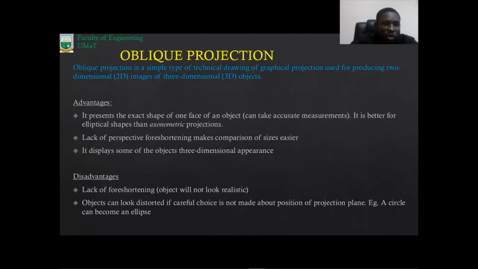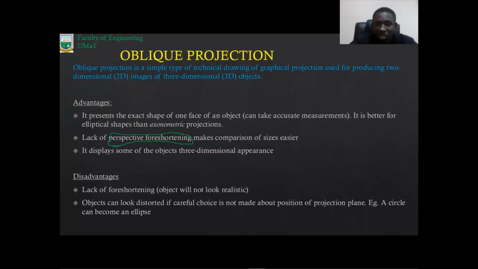Okay, now oblique drawings also lack perspective. What we call perspective foreshortening is just another way of looking at distortion. So it lacks perspective, it lacks distortion. When you compare, that lack of distortion makes comparison of different sizes difficult. Now, oblique projection would also display some of the object's three-dimensional appearance, which is good because it gives us more information about the objects we are trying to show.